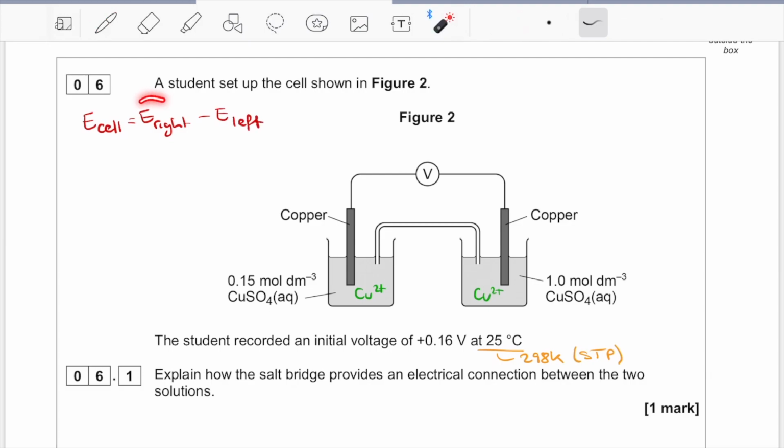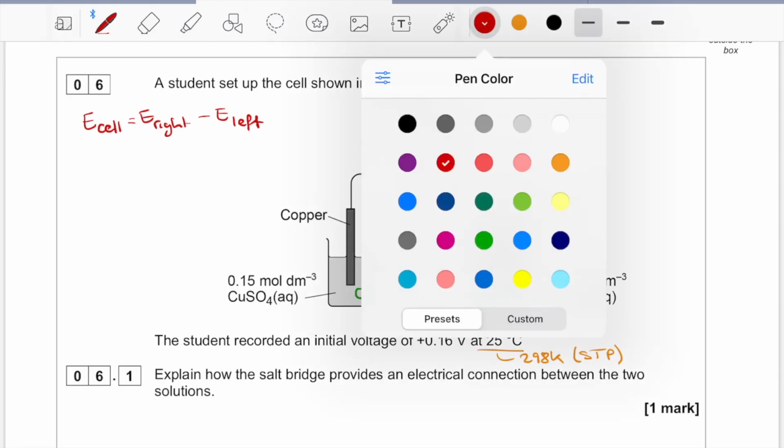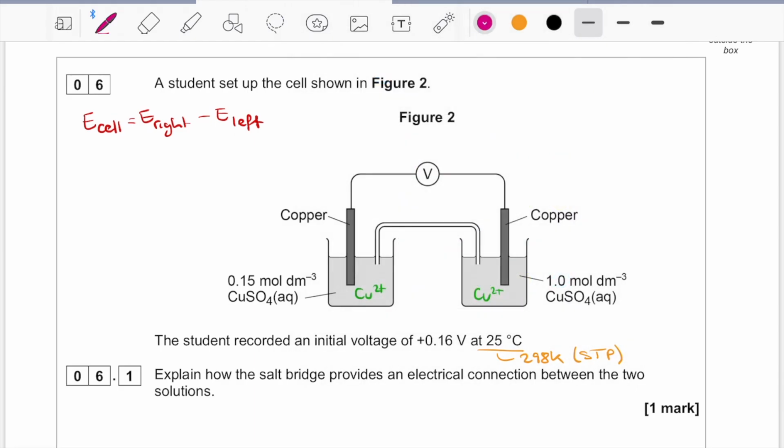Okay, and so our E right here is clearly the right hand half cell, and E left is the left hand half cell. And the fact that we have a positive value, that's telling us that the right hand half cell is positive, or it's more positive, I should say. So these are relative. We're talking about them relatively speaking. So relatively speaking, this is the more positive, and this is the more negative. Okay, so the right hand side is the more positive, and the left hand side is the more negative.